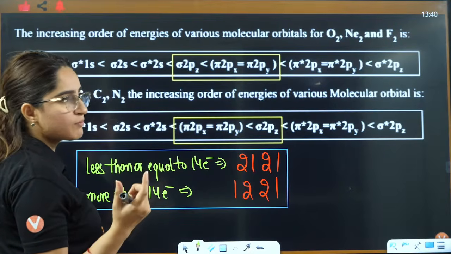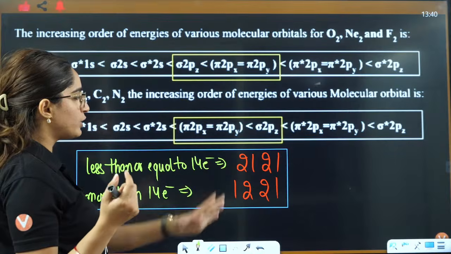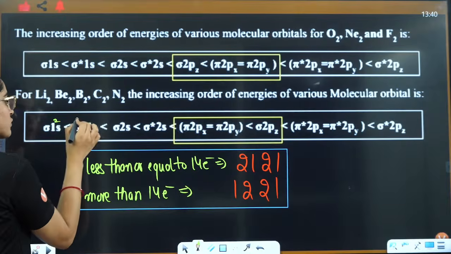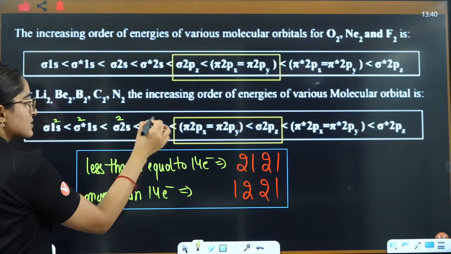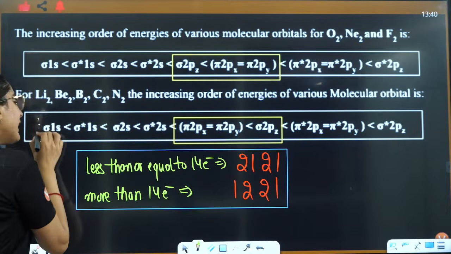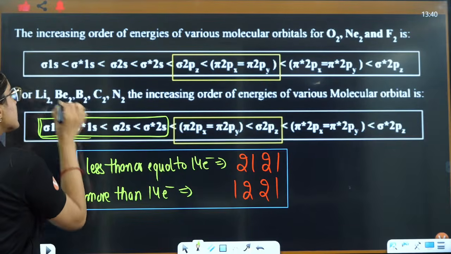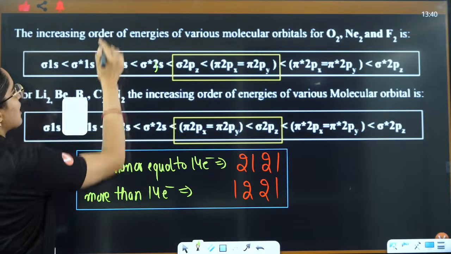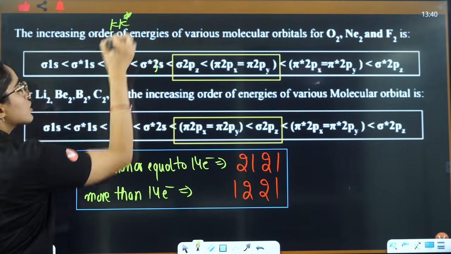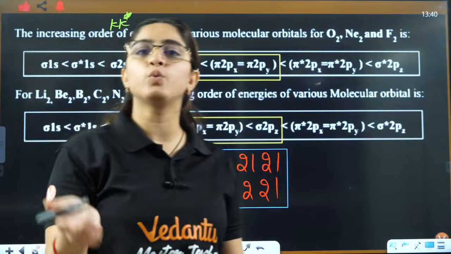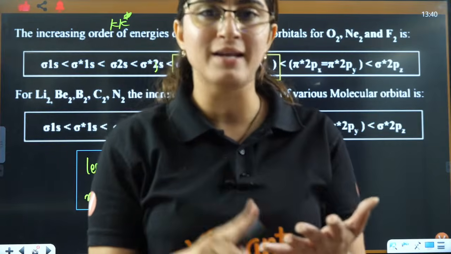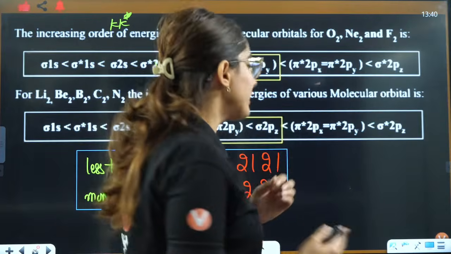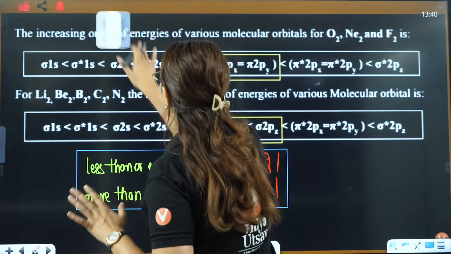More than 14 means you will follow this rule 1 2 2 1. Firstly 2 electrons in 1s, 2 electrons in sigma star 1s, in 2s, in sigma star 2s. So 8 electrons will always be filled in the same manner, and that is called KK star, KK star. You don't even have to do it again and again. It is automatically done, right?